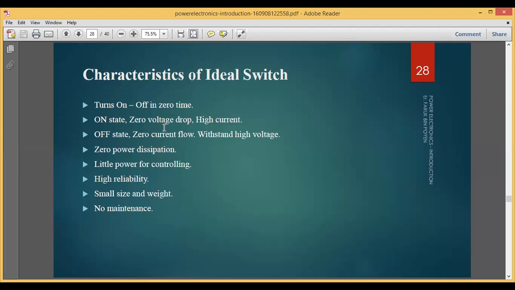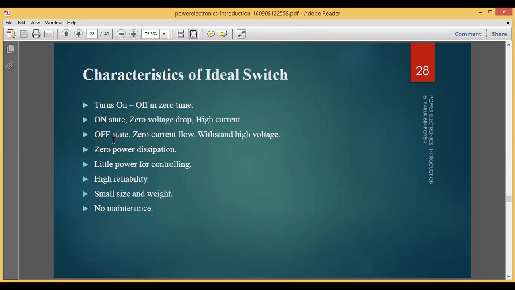Because you are not having any kind of drop, in the sense there is no loss of voltage, no loss of current. When there is no voltage drop occurring in the on state, it means that I am getting full current. Full current in the sense that the efficiency of operation of that particular device is very good. So these ideal characteristics say that when the device is in the on state, we get high current.